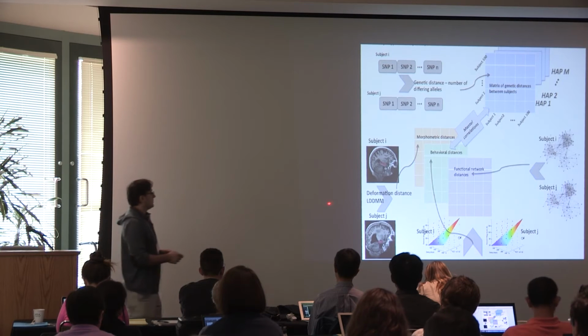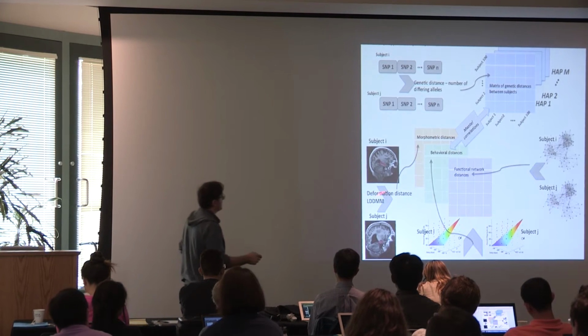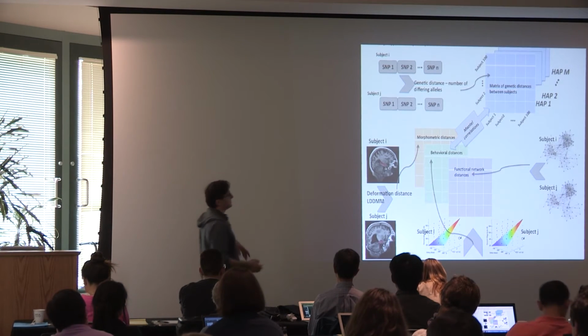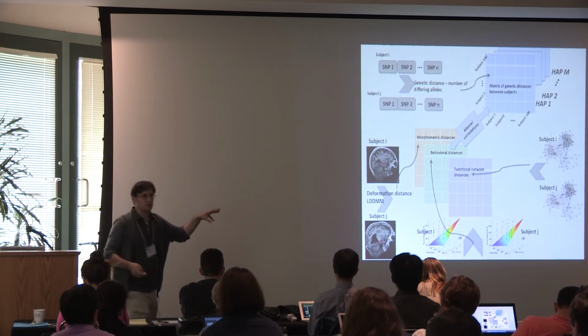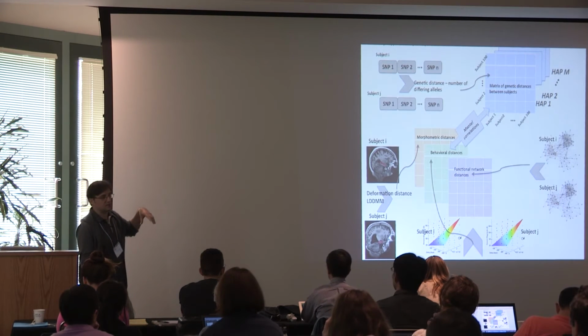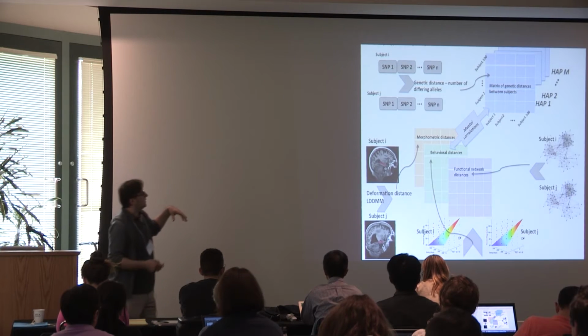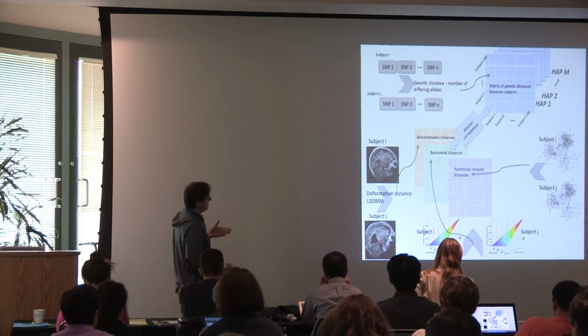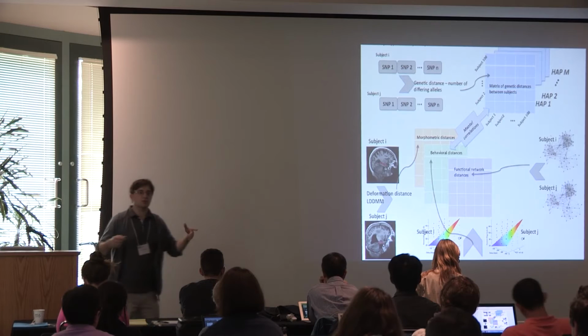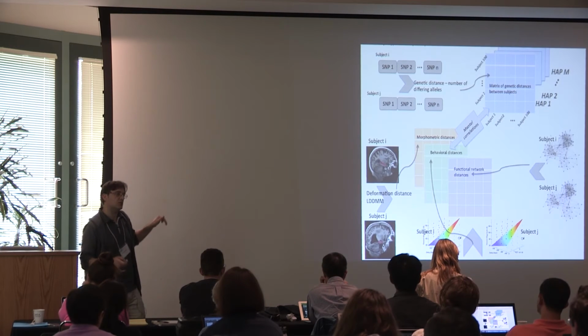Okay, so one of the things you can do is you use a deformation distance. So you say, I have this cortex from this person. I have this other cortex from this other person. What is it going to cost me to deform one cortex into another? And that's your notion of distance.